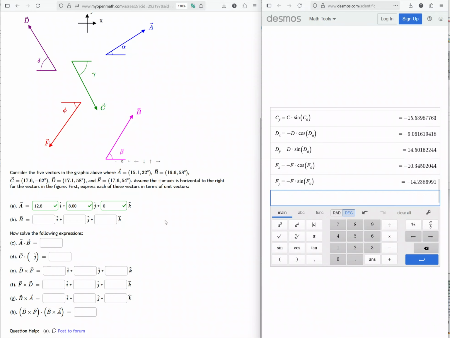Okay. So when I'm asked for A dot B, so let's call it S for scalar. So that's going to be AX times BX plus AY times BY.